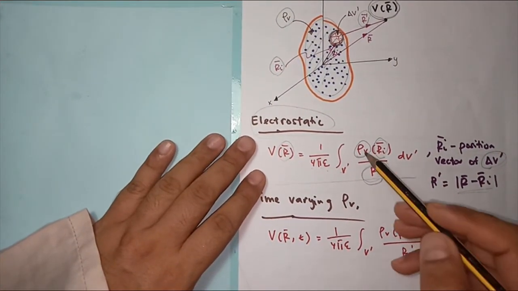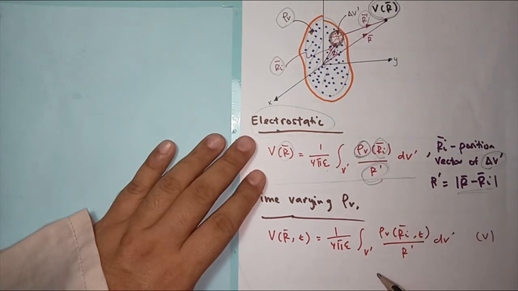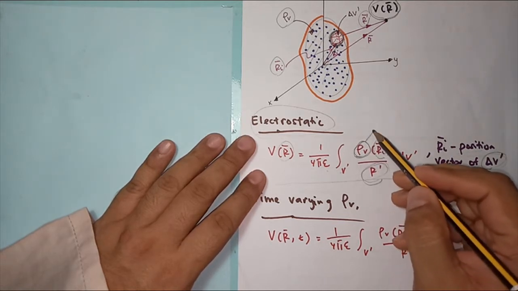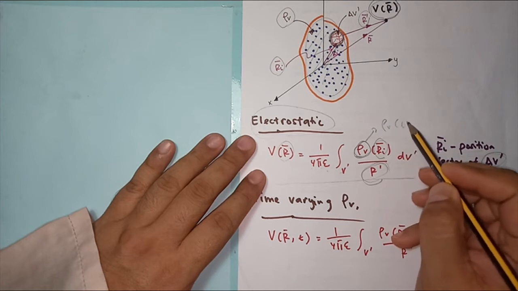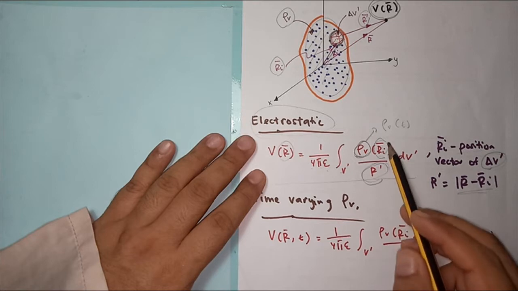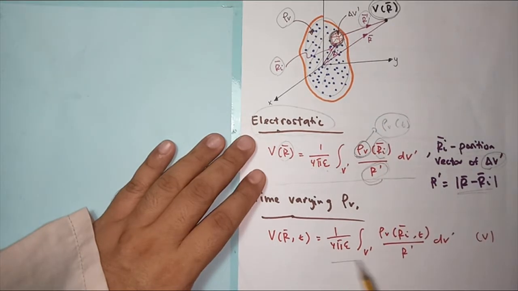If the value of the charge density changes against time, then instead of rho v here, we have rho v in time. Because of that, the potential difference caused by this particular charge is given by this expression. We will have v of R, t equal to 1 divided by 4 pi epsilon, volume integration of rho v of Ri, t divided by R prime dv.